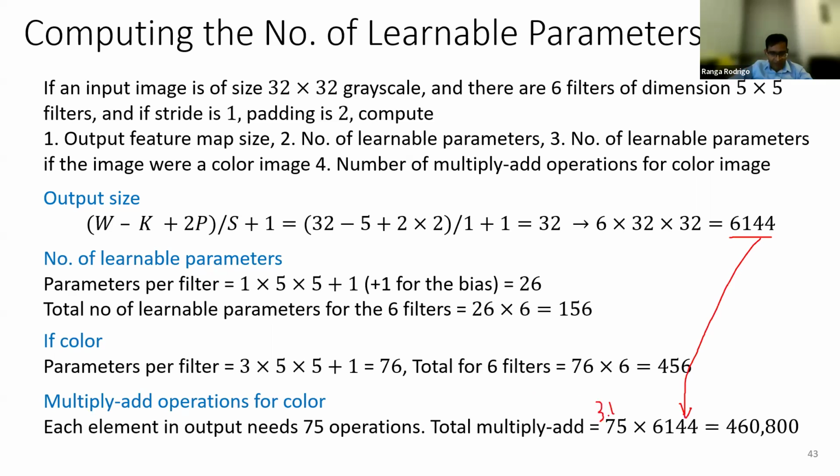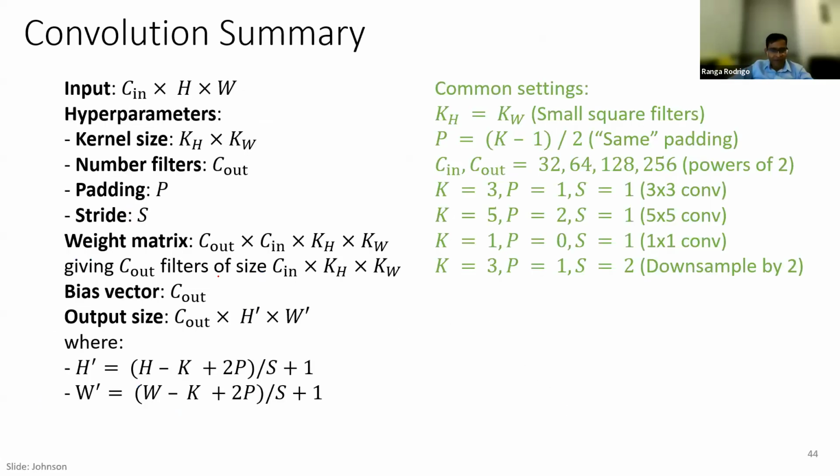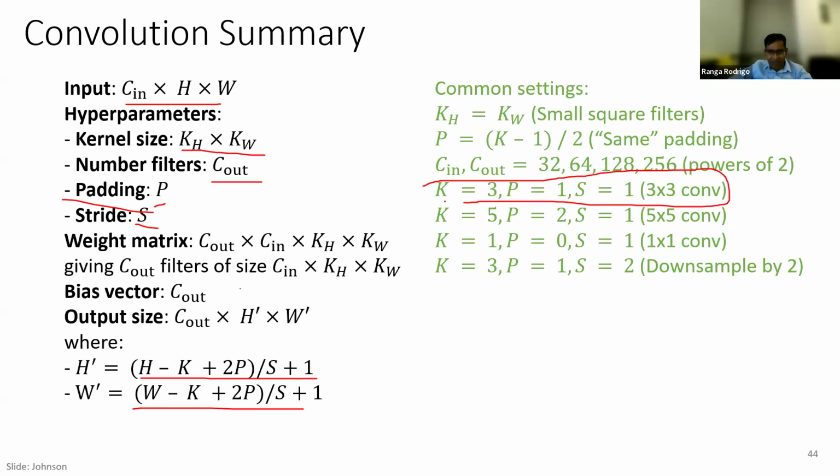So this is a summary of what we discussed, the convolution summary. Input size is C in times H times W, and the parameters are K times K kernel size, and that many output filters, stride is S, padding is P, then H prime is this one, W prime is this one. So you have to remember that. The common settings are like this: K equals 3, P equals 1, S equals 1. These are the most common settings.